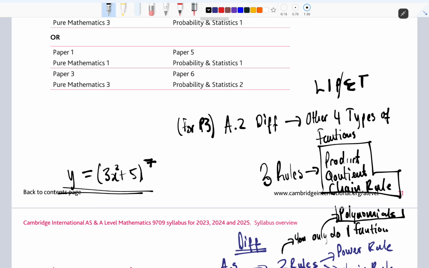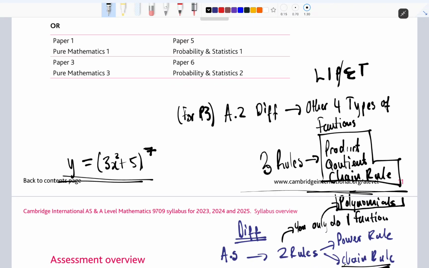We cannot expand this. It's a very high power. We're not going to use that. So what we're going to do is just use the chain rule. So this is what we're going to do. For A2, A2 is this.